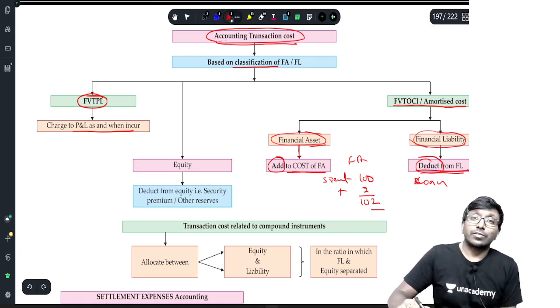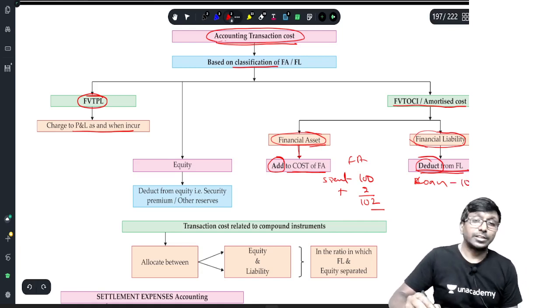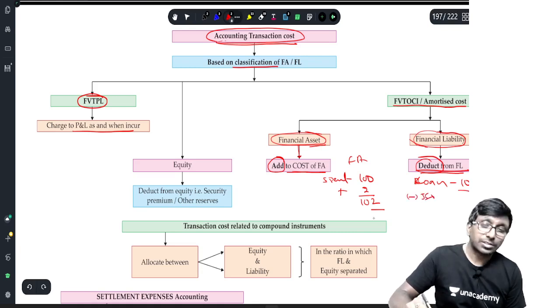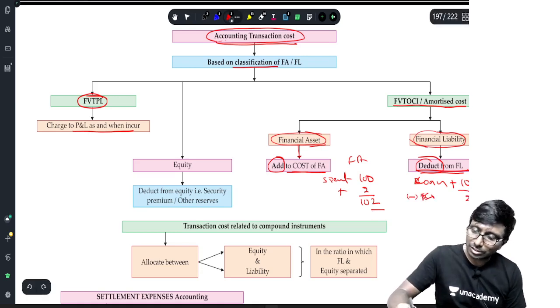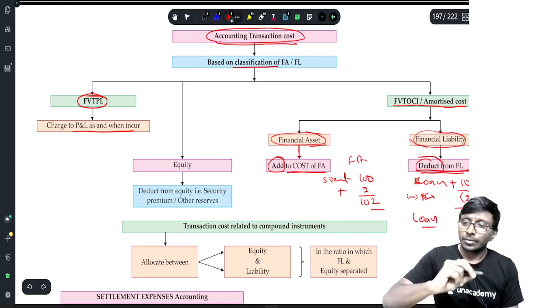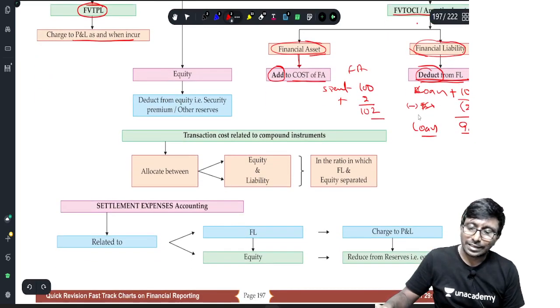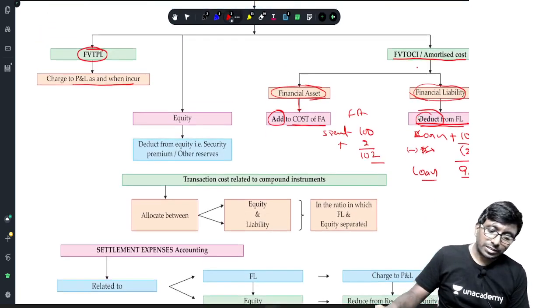It is deducted from the financial liability. You have taken a loan of 100 and you have incurred some transaction costs. This is a receipt of money, a positive inflow of 100 rupees to you, and you have incurred a transaction cost of 2 rupees. Then you will be recognizing the loan in your balance sheet at 98 rupees. Got it?